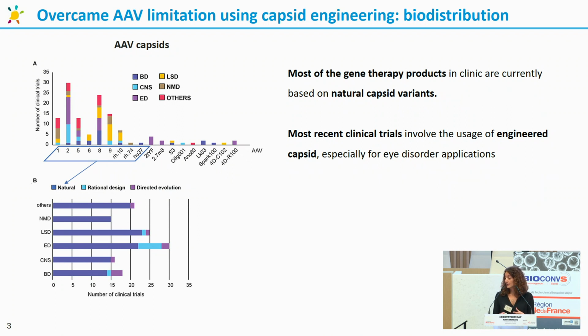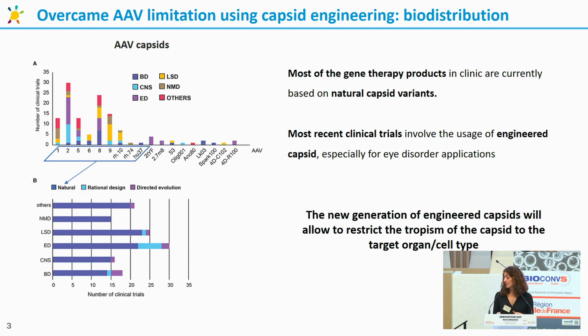Concerning the capsid that we use in the clinical setting, we mostly found natural variant. However, in the most recent clinical trial, we start to see also the usage of engineered capsid. And this is particularly important because capsid engineering can help to overcome one of the issues that we have with natural capsid, which is the broad biodistribution. So by engineering a capsid, we can make this vector more specific to target a specific organ or cell type.